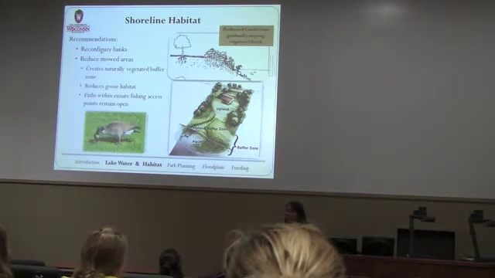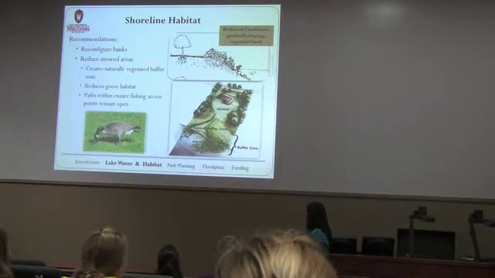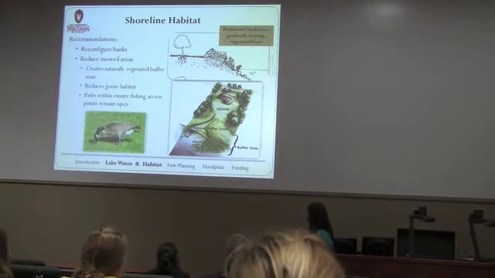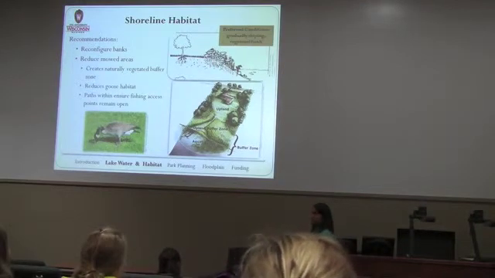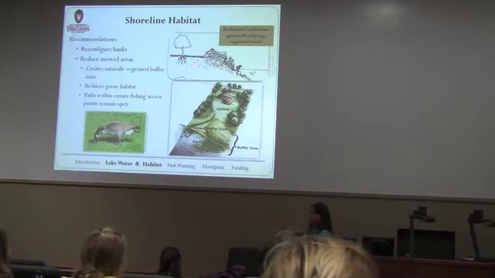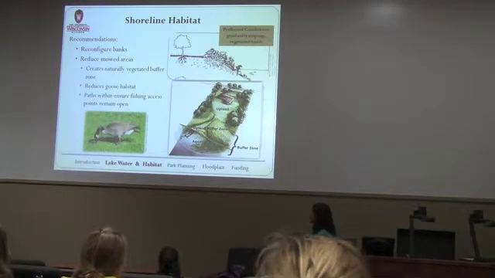So we recommend to first reconfigure the banks, as David mentioned earlier, which would be to regrade it at a more gradual slope, instead of that straight vertical that it was before. And then plant vegetation to allow for more habitat diversity there.